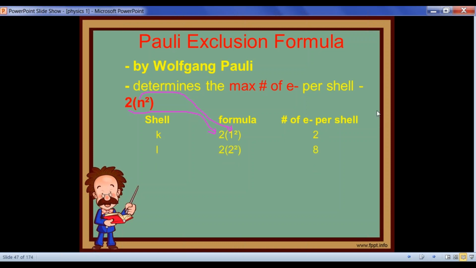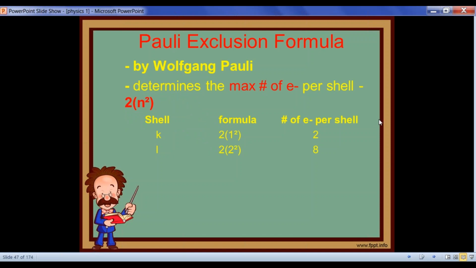Next, sa L shell. So, same process pa rin tayo. So, 2 here. Then the N. So, since it's the second shell, so we have 2. So, 2 times 2 is 4, times 2 is 8. So, meaning in L shell, we have maximum of 8 electrons.